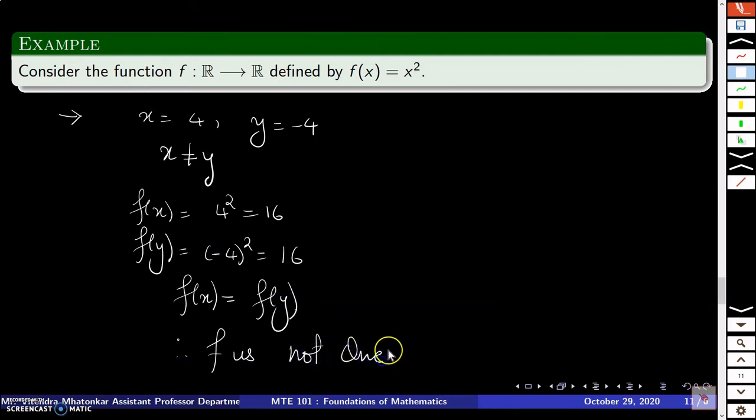not 1-1, right? So this way you can look out for more functions which are 1-1 and which are not 1-1, and you can see by drawing the graph how that appears. Okay.